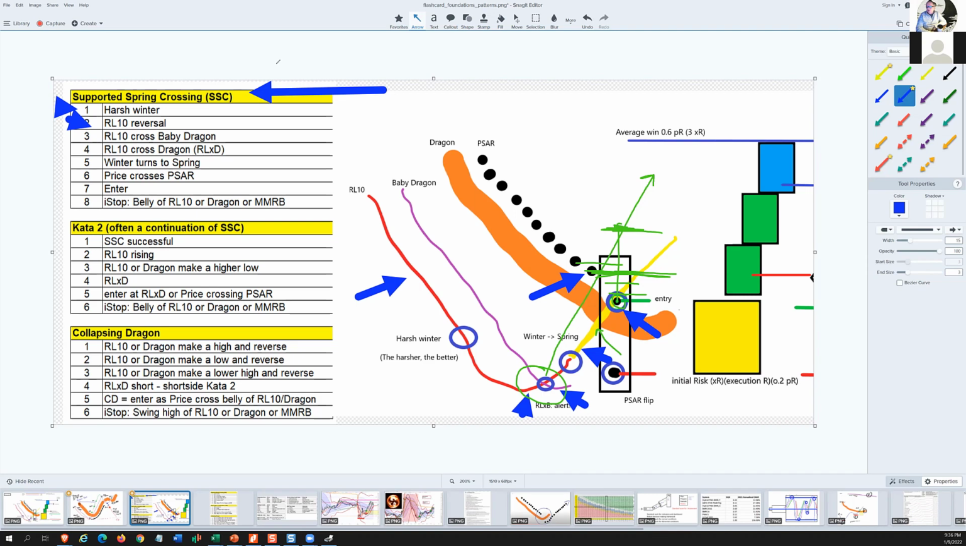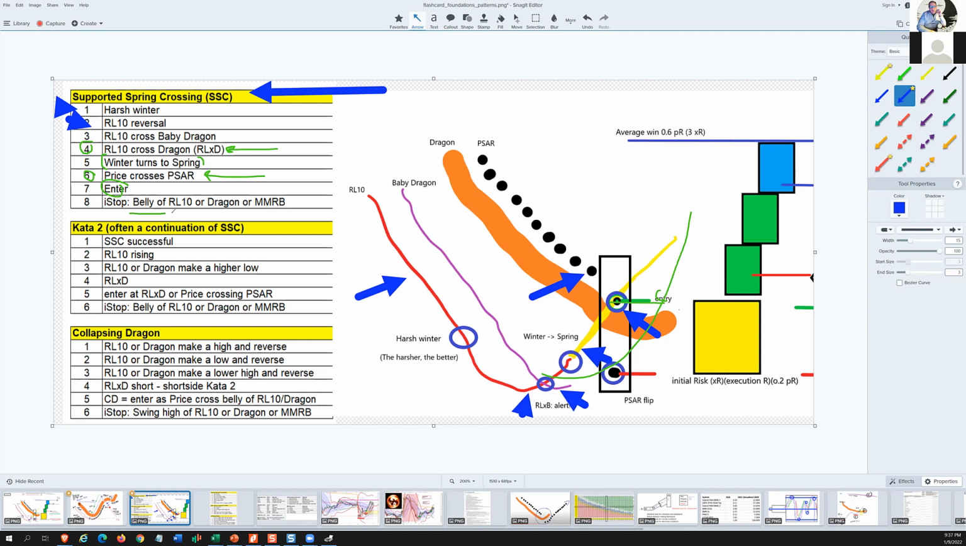But under more normal conditions, when this price rolls over, it's slowly grinding its way up through here. And then there's enough time for the RL10 to cross and then you get an orderly entry. So that's what I mean by, you would prefer to enter when the RL10 crosses the dragon. You could expect to see somewhere in there that winter turns to spring. But if it's moving really fast and price crosses the PSAR, just go ahead and enter. So basically when either the price crosses the PSAR or the RL10 crosses the dragon, you can enter.